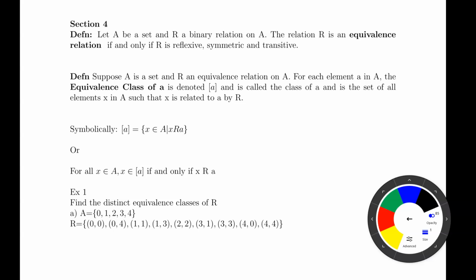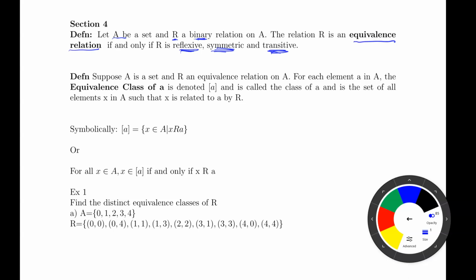Okay, so if I have a set A and R is a binary relation, that means it's acting on A. We call the relation an equivalence relation if it's all three of these things. It's called an equivalence relation if it's reflexive, symmetric, and transitive.